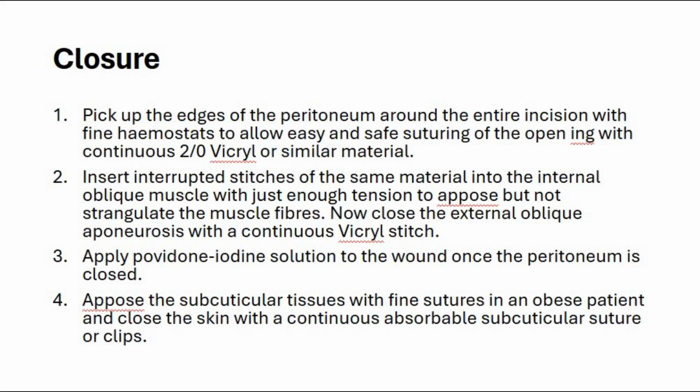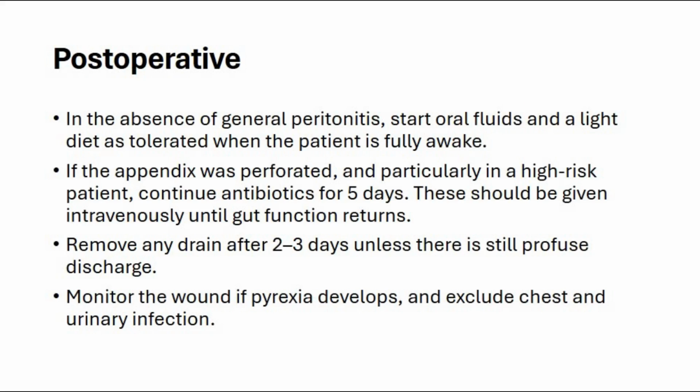Apply povidone iodine solution to the wound once the peritoneum is closed. Oppose the subcuticular tissues with fine sutures in an obese patient and close the skin with a continuous absorbable subcuticular suture or clips. For post-op, in the absence of general peritonitis, start oral fluids and a light diet as tolerated when the patient is fully awake.